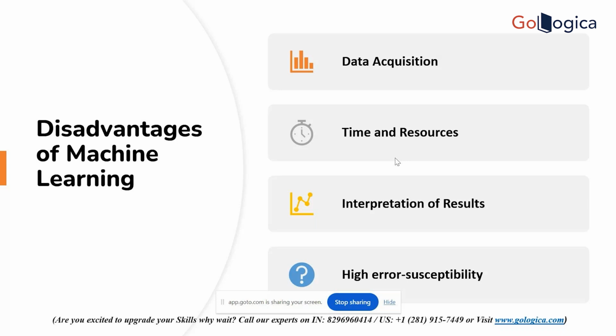High error susceptibility. Machine learning is autonomous but highly susceptible to errors. Suppose you train an algorithm with data sets small enough to not be inclusive. You end up with biased prediction coming from a biased training set. This leads to irrelevant advertisements being displayed to customers. In the case of machine learning, such blunders can set off a chain of errors that can go undetected for long periods of time. And when they do not get noticed, it takes quite some time to recognize the source of the issue and even longer to correct it.